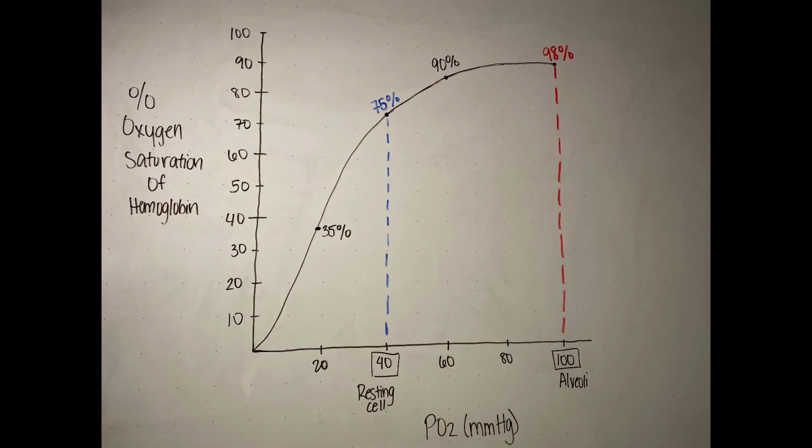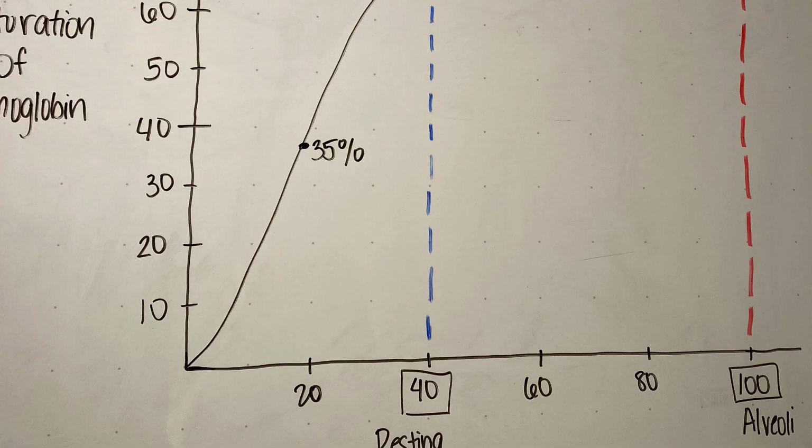So metabolism can actually increase when we exercise. And a PO2 of about 20 millimeters of mercury is about average for an exercising muscle cell. So find 20 on the bottom of the graph. Now go up. At a PO2 of 20, hemoglobin is only 35% saturated with oxygen.